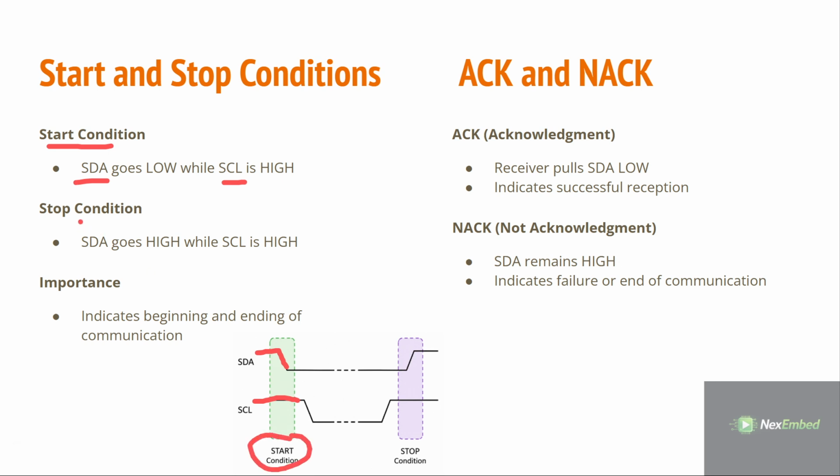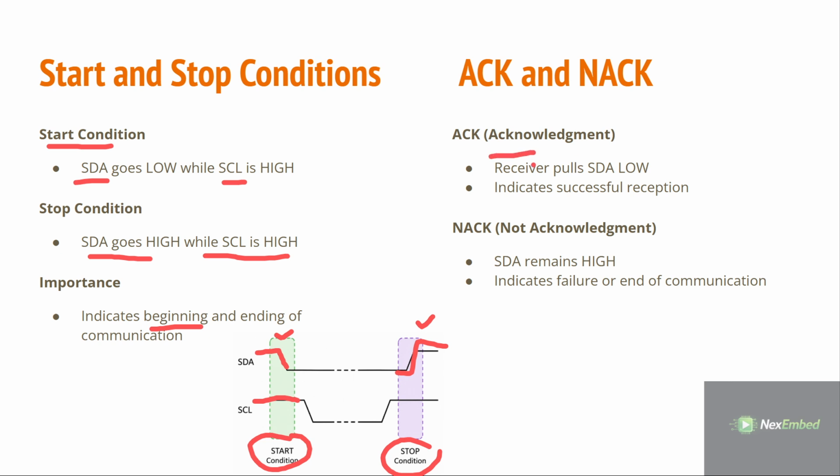As for the stop condition, while my serial clock is high, this is our clock, my clock is in high state, and during the high state, my data line goes from low to high. Hence, it is called a stop condition. So when this state change happens in clock and data, it is considered a start condition or a stop condition, because by using this only, we can confirm that it is the beginning or ending of the communication.